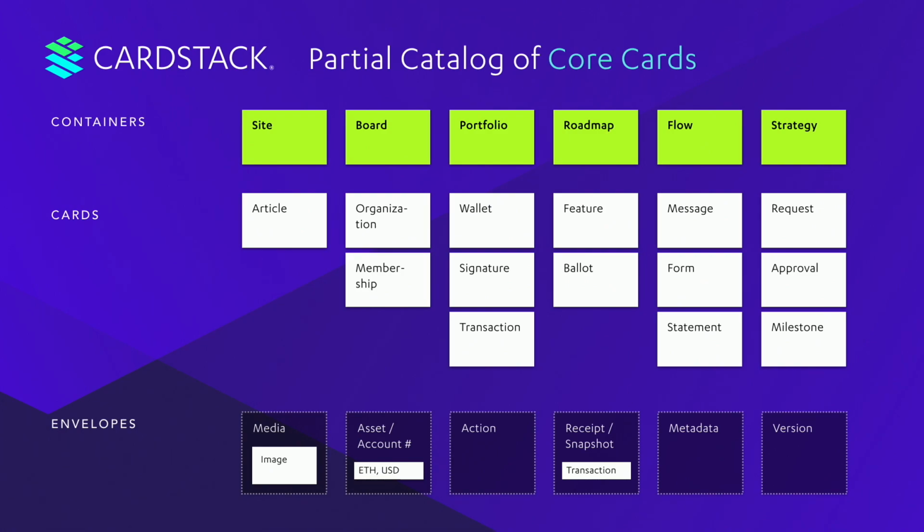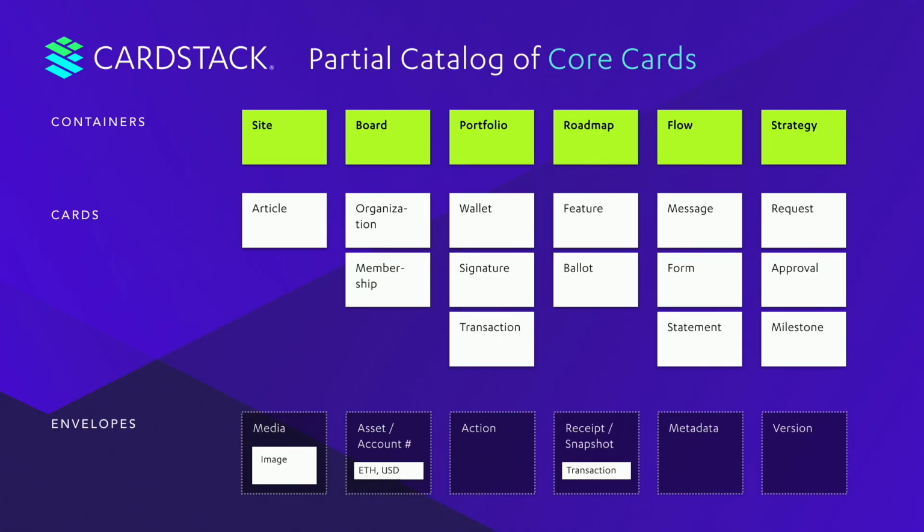So that's a little summary of where we left off at our planning meeting. We wanted to come up with a partial catalog of what our core cards are and what our envelopes are, those basic ideas, and use that as a way to guide the work going forward.